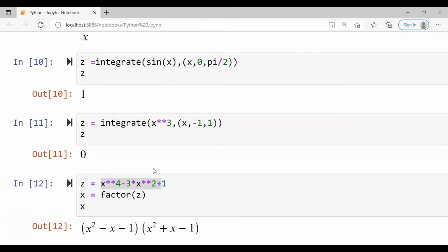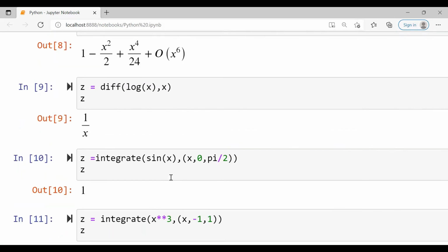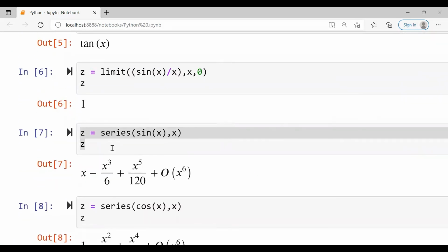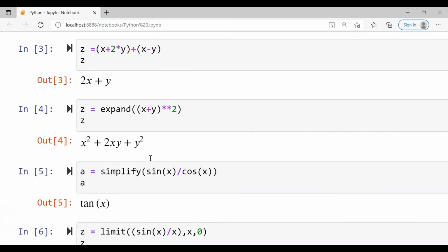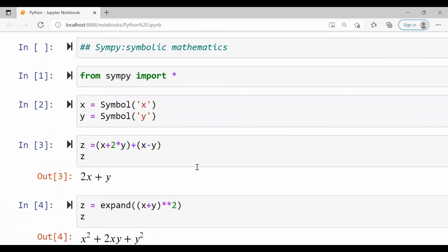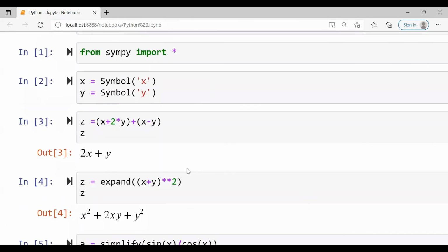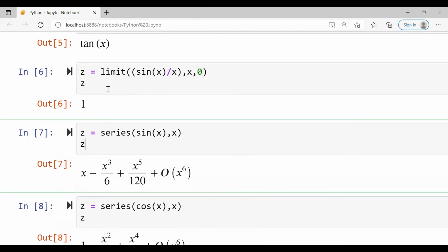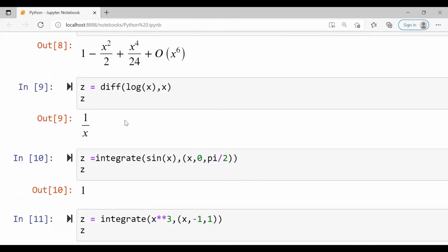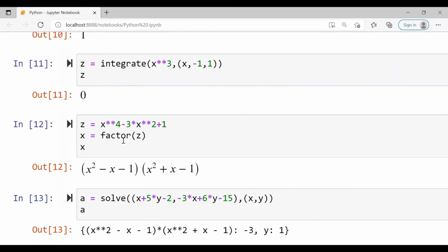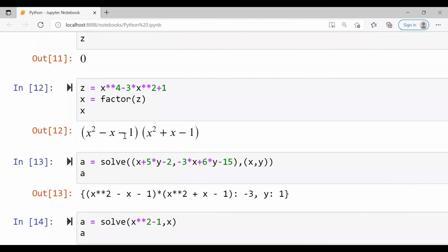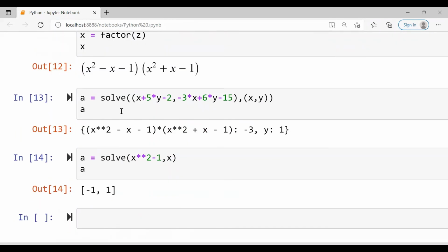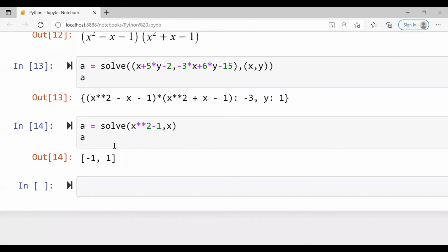So these are some of the functions available in the sympy library. It's just like a calculator. You can easily calculate integrals. You can perform expansion. You can simplify the expressions, and then you can find the limit. You can also find the differentiation, integration, and you can also find the factors. You can solve the equation and find the roots of the equation, and so on.